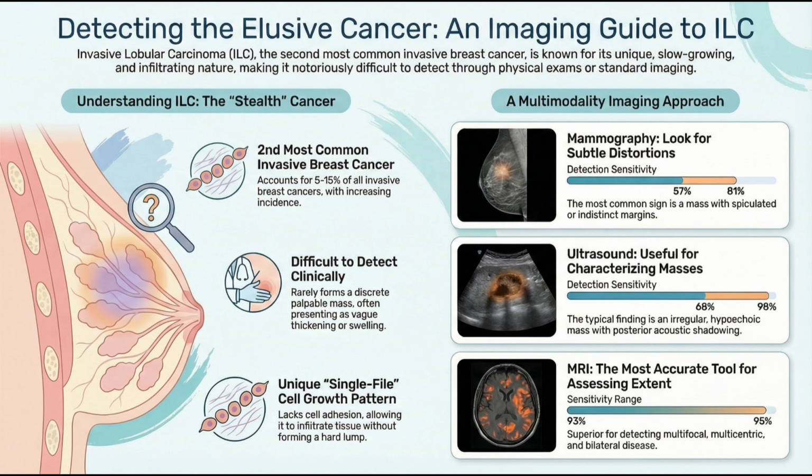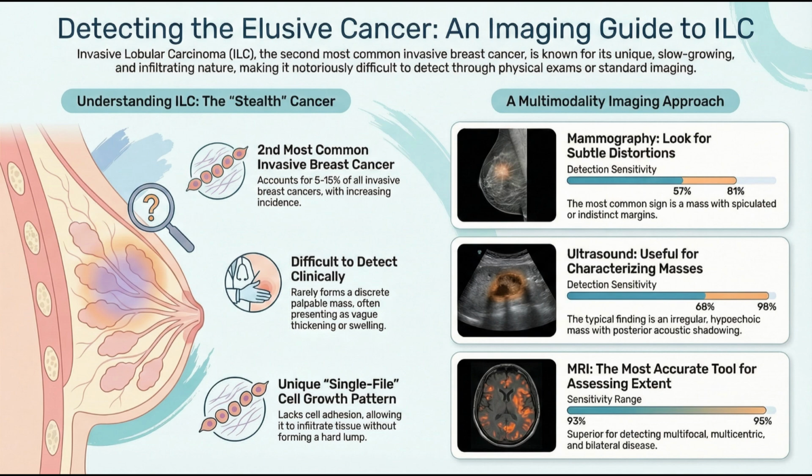Yeah. We really need to understand why ILC is so elusive, both when a doctor examines a patient and when radiologists are looking at an image. Right. I mean, ILC is the second most common invasive breast cancer. We're talking 5% to 15% of all cases. Yet the sources just repeatedly emphasize that a missed or delayed diagnosis is a significant risk. So we're connecting the dots between its unique cellular structure and its, frankly, frustrating appearance on screening.